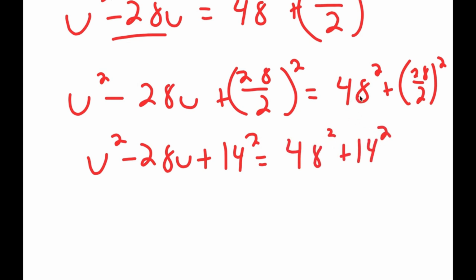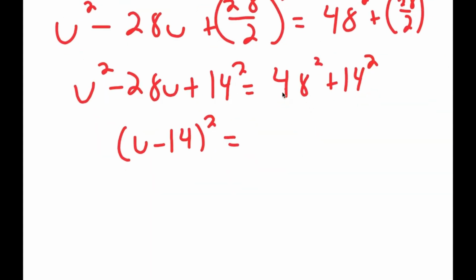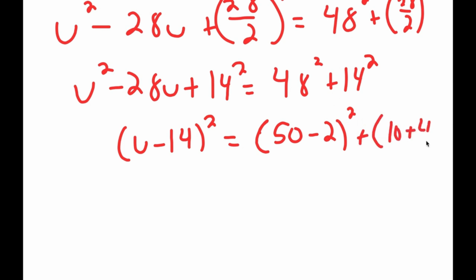And now the reason I used completing the square was because now I can factor this out. This turns into u minus 14 squared, which is equal to 48 squared, which I'm going to rewrite as 50 minus 2 squared, and 14 squared I'm going to rewrite as 10 plus 4 squared.